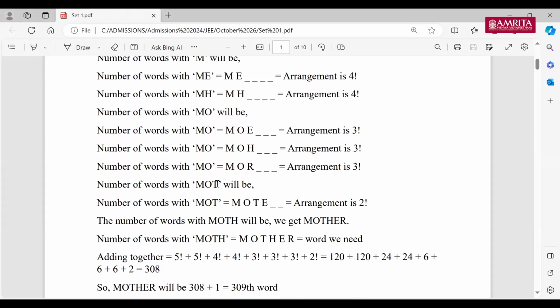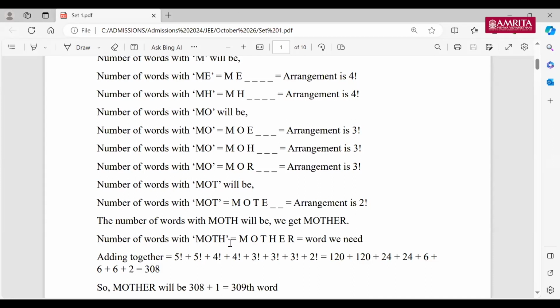Now I have MOT. So when it comes to MOT, we know the first letter that we'll be picking according to the order of alphabets given in the dictionary and according to the term mother, it will be E. So when it comes to MOTE, the arrangement is 2 factorial. But what I actually want is MOTH. So MOTH will be the next way of arrangement.